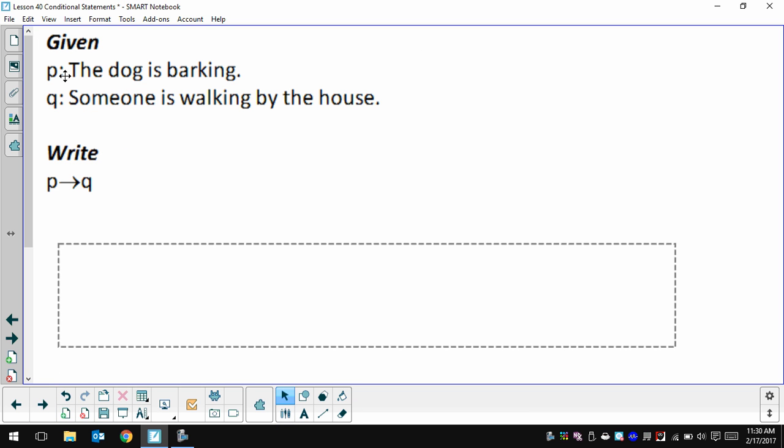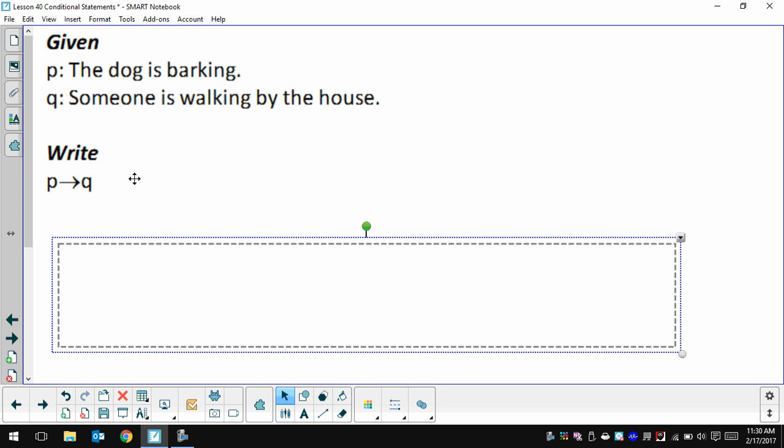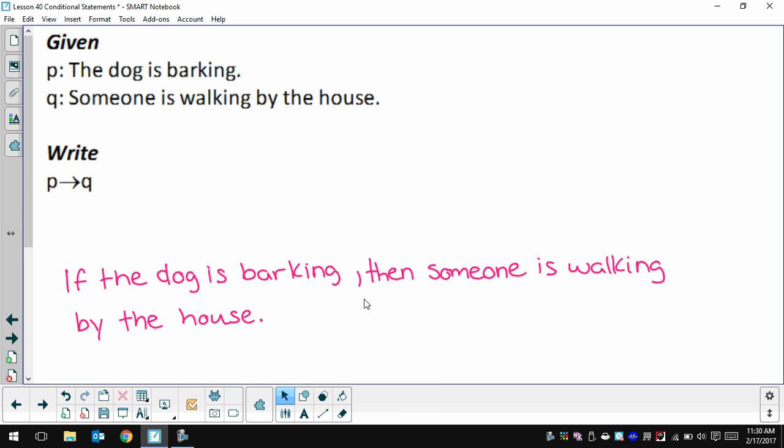So I'll give you a P statement and a Q statement, and I would like you to write this if P, then Q. So I start with the word if, and then I put my P statement. Then I put in the word then, and I put the statement that is Q, someone is walking by the house. So my whole if-then statement becomes if the dog is barking, then someone is walking by the house.